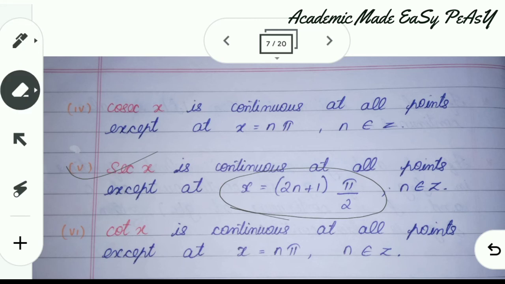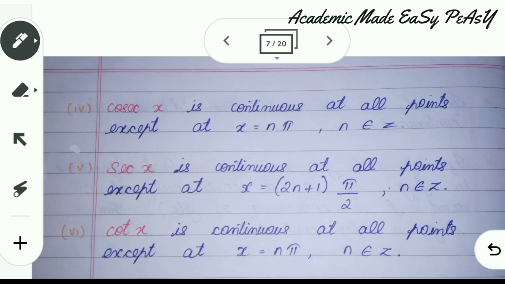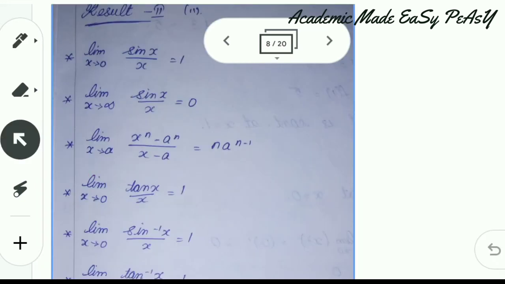Next, cot x is continuous at all points except at x is equal to n pi, where n is some integer. So if you just check the table again, you will understand it, and just substitute the value of n and see. At all these points, cot will be not defined. So therefore these are the points where cot x will be discontinuous.